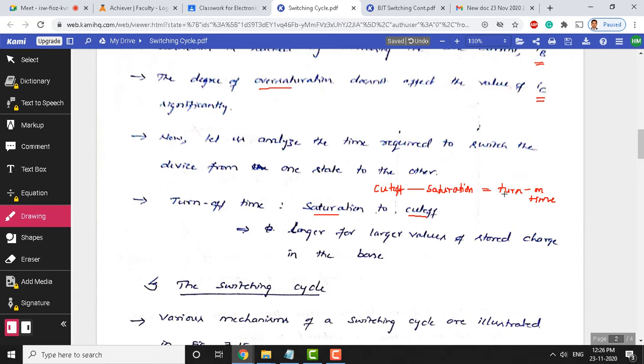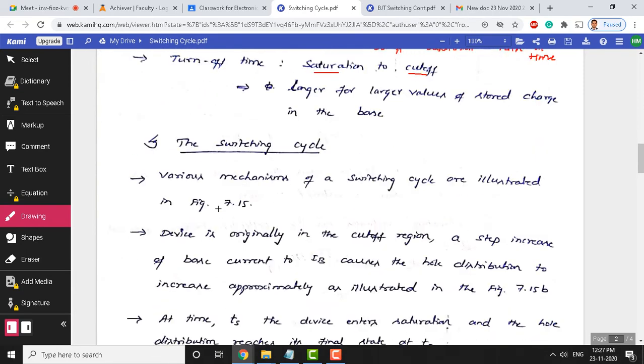So, we understood now what is turn on time, what is turn off time. Turn on time means the BJT is changing from the state of cutoff to saturation. Turn off time means the BJT changes its state from saturation to cutoff. So, it is just the opposite of turn on time. Okay. Now, let us see the switching cycle here.